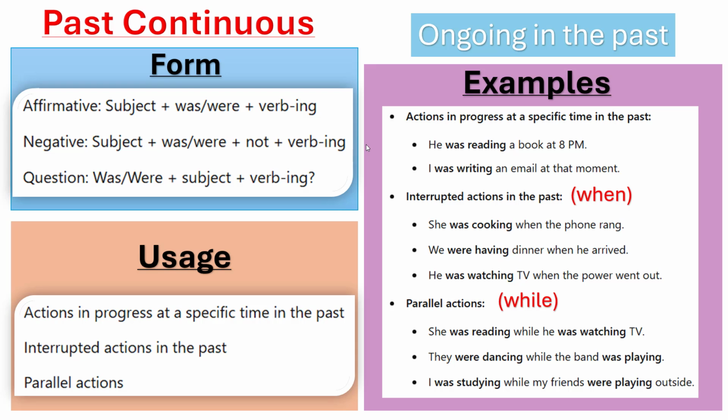The parallel actions, we use here while. So for example, in the parallel action, here we have two actions happening at the same time in the past. Like for example, she was reading while he was watching TV. So here in the first situation with when, we said before when we have ing, we have past continuous. She was cooking. After when we have past simple. But here both of them are past continuous because both actions happened at the same time in the past. So she was reading while he was watching TV. So at the same time, while he was watching TV, she was reading.